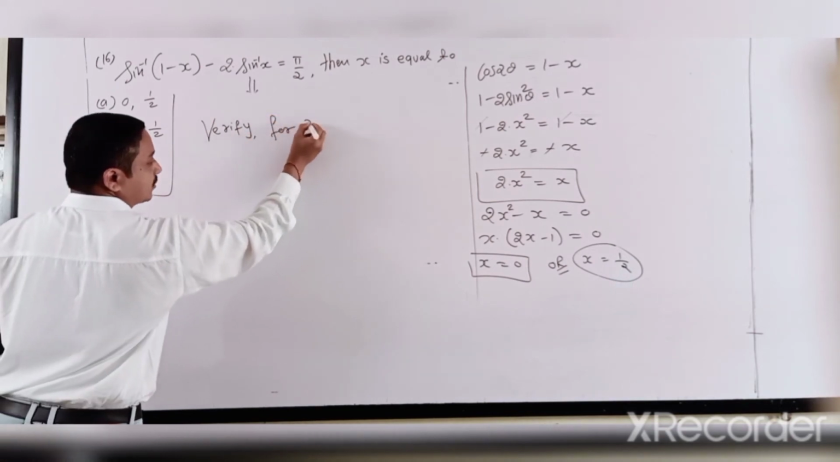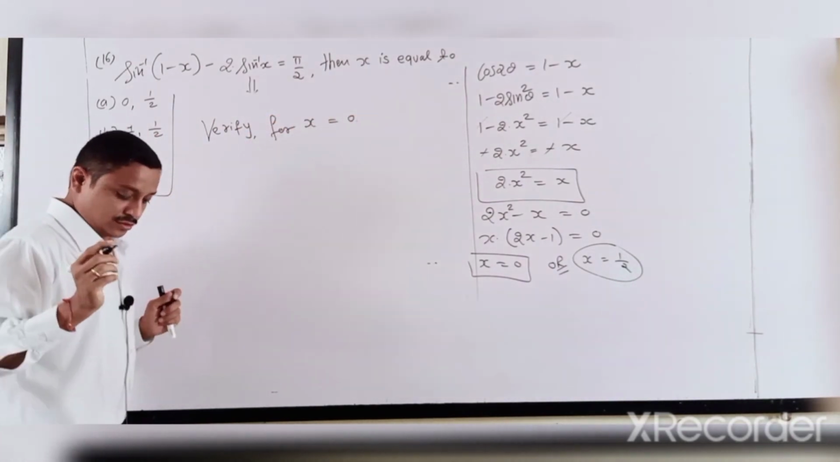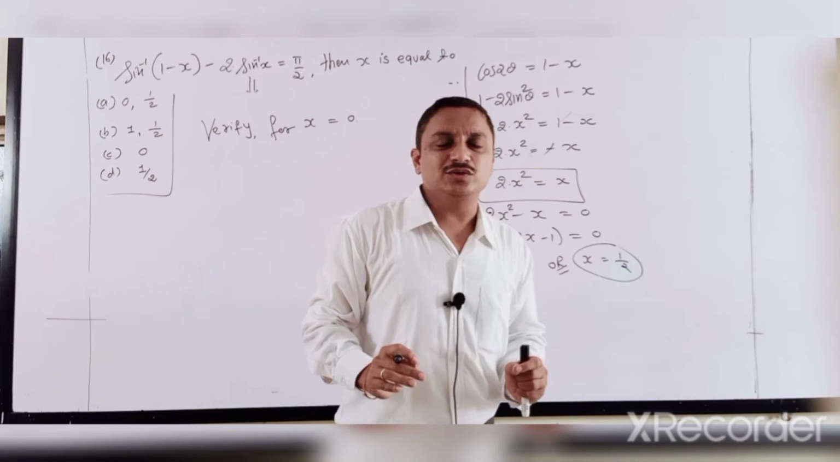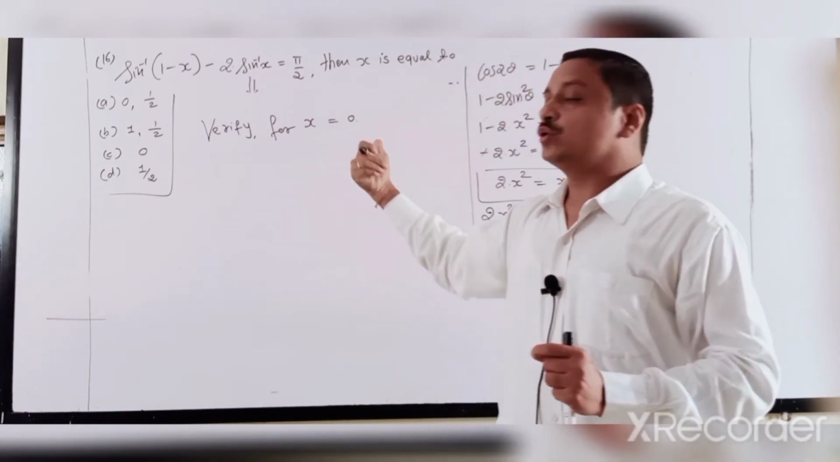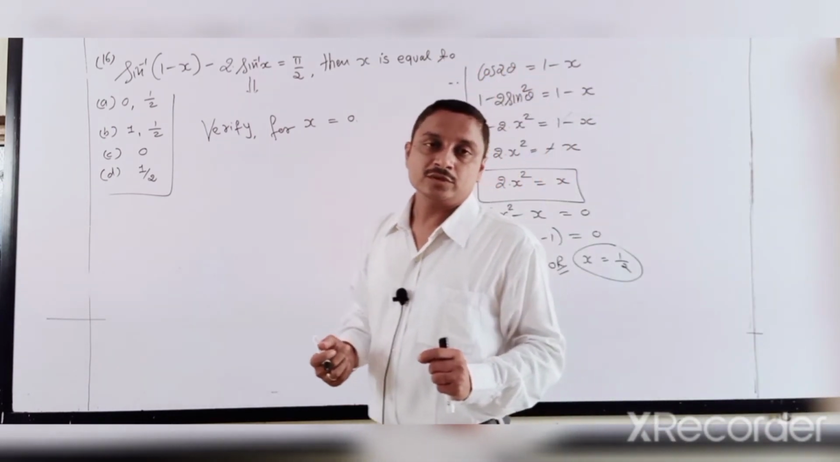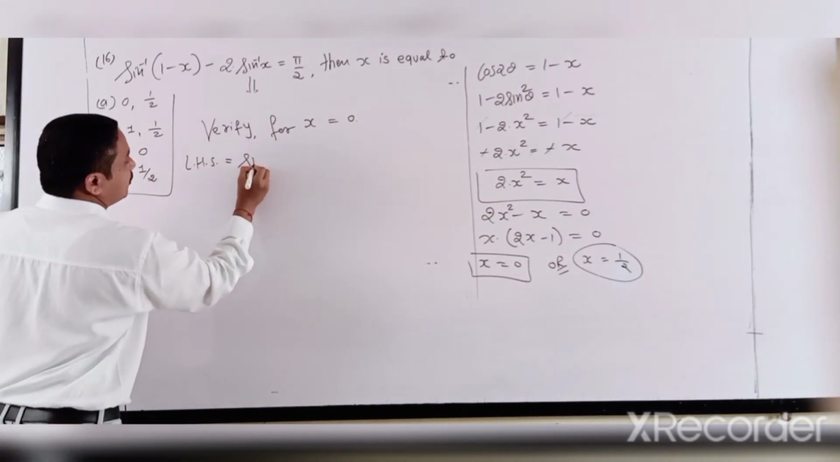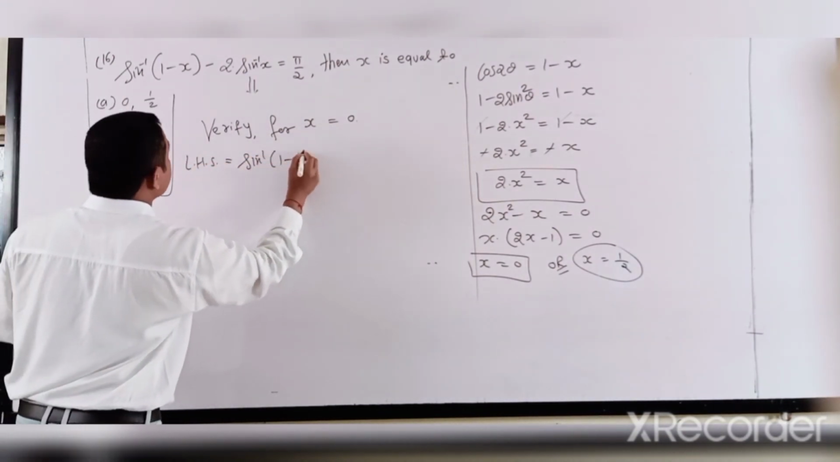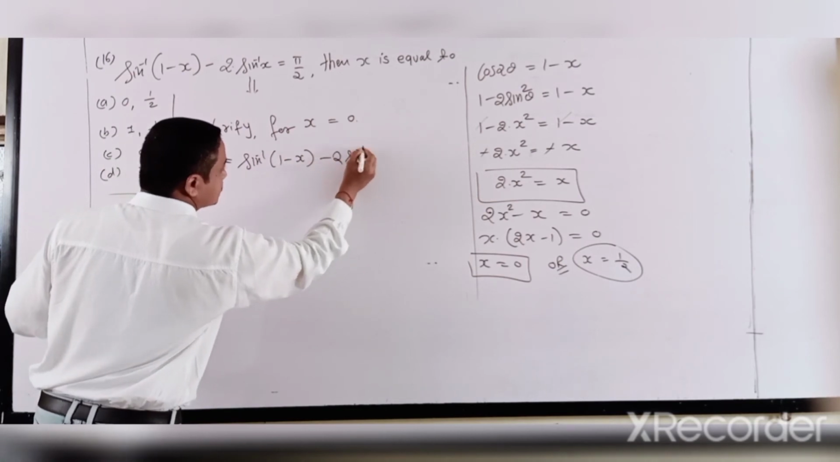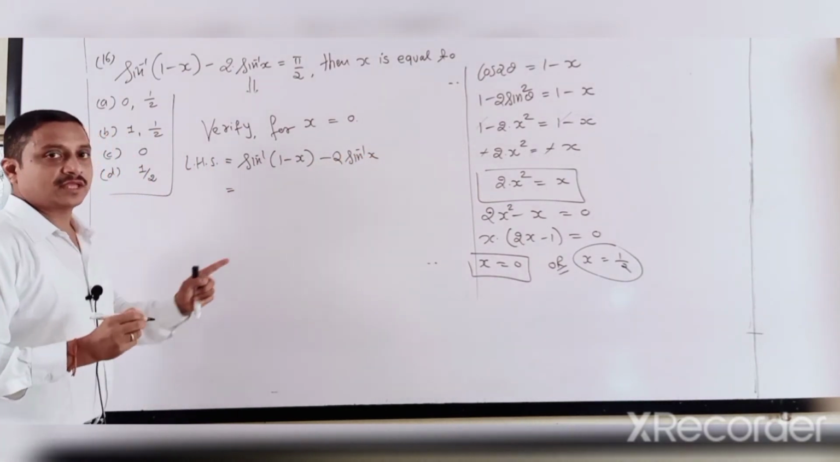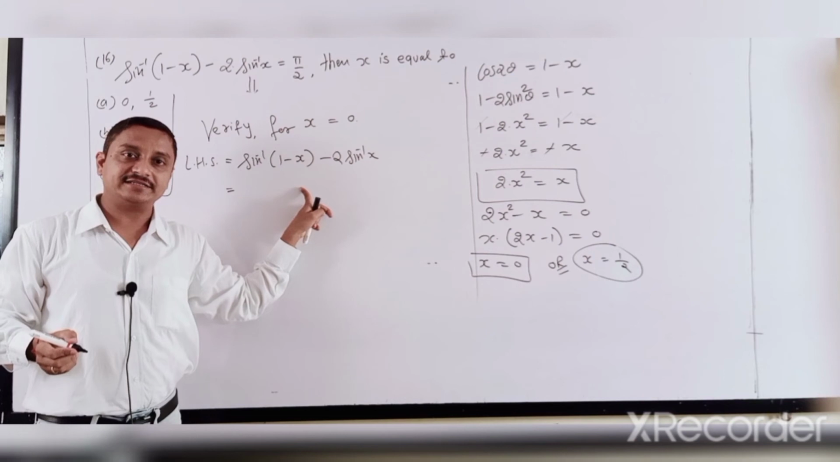Verify for x is equal to 0. You easily understood x is equal to 0, true or not. So my LHS is 2 times sin inverse. I just put the x value, 0, inside there.